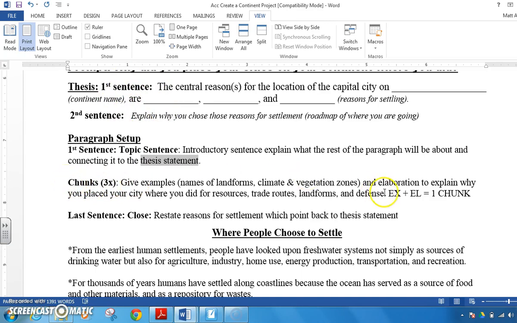Now a chunk is very simply an example plus an elaboration. That equals 1 chunk. So when I say an example in this one, it's going to be the names of your landforms, climate, or vegetation zones.